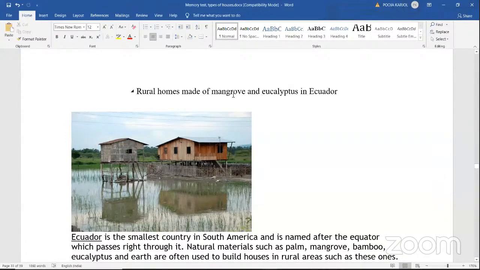This is the most different of all the traditional houses that you see, because eucalyptus, palm, okay, we've seen, bamboo also we've seen, not together, mangrove is there, eucalyptus is also there.